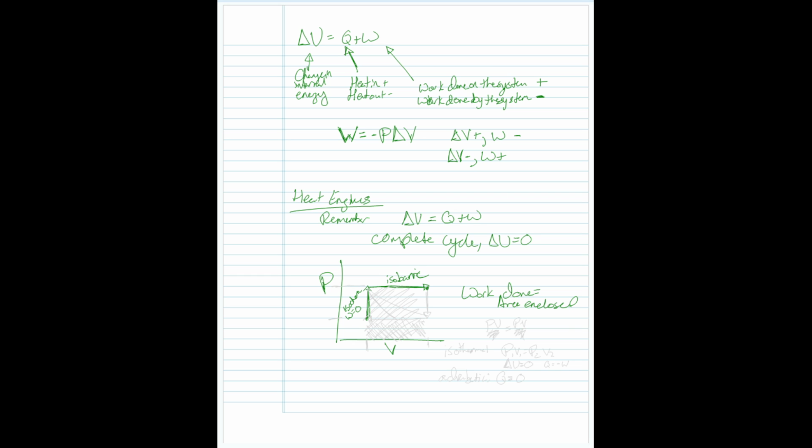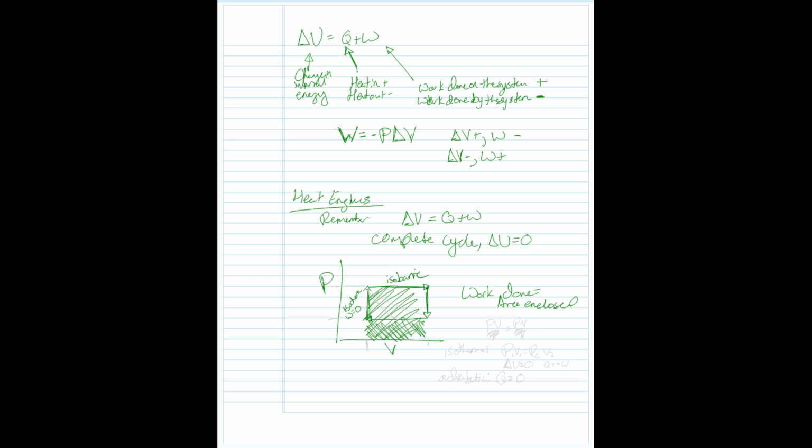Then we could have this process. This is another isochoric process. And then here we have another isobaric process. This second isobaric process is going backwards, so we would actually be subtracting that volume. So to find the total work done by this process, we would calculate this volume here and subtract off this volume here.